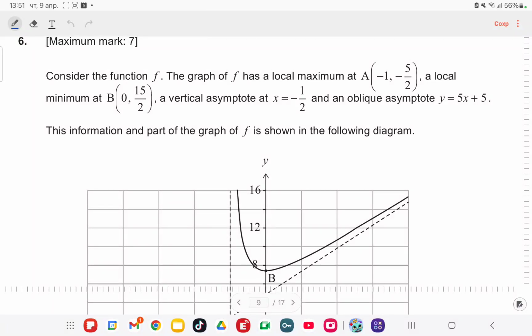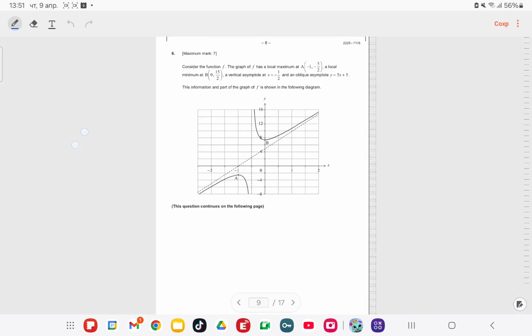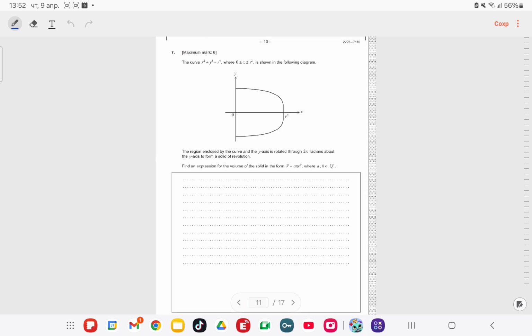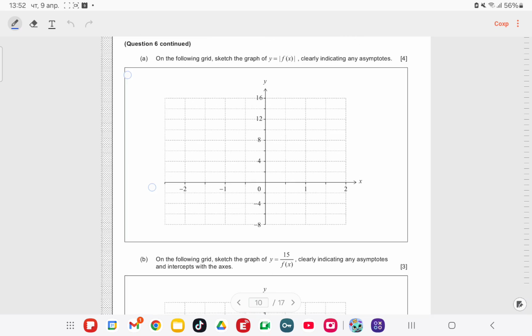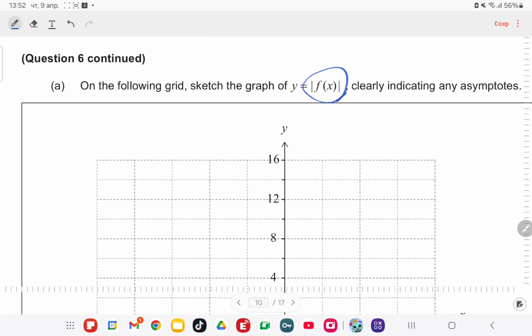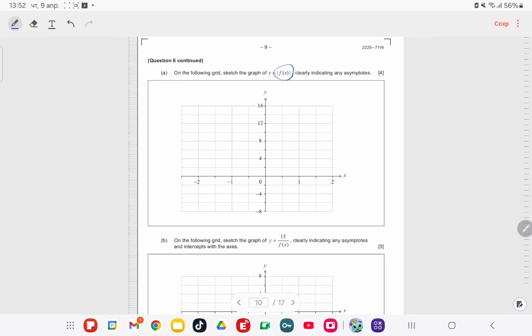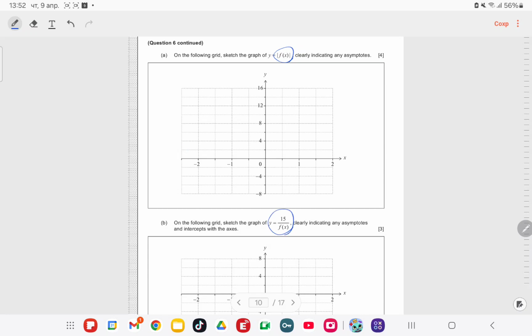Hello, this is question number 6 of paper 1 AAHL Analysis and Approaches, May 2025, time zone 3. We consider the function. This is a question about the function, 7 marks total. Let's make observations. There are just 2 parts, A and B. For the first part, we have to sketch the graph of an absolute value function. And here we have to sketch the reciprocal of a function. This is 3 marks total.